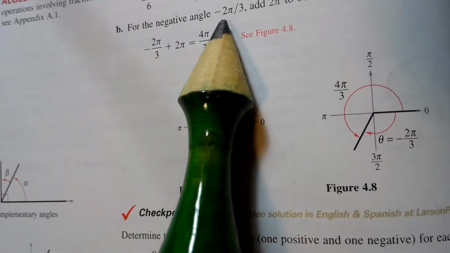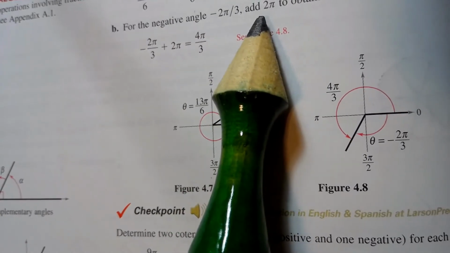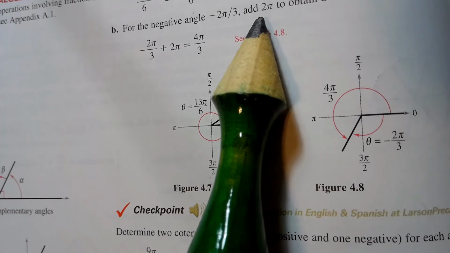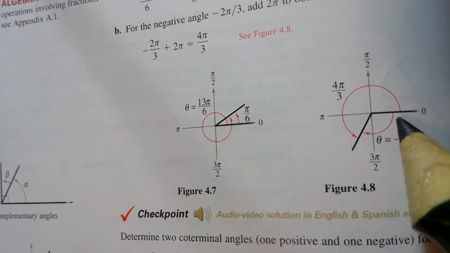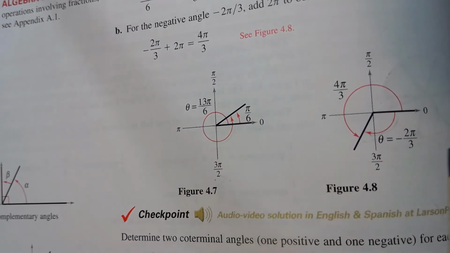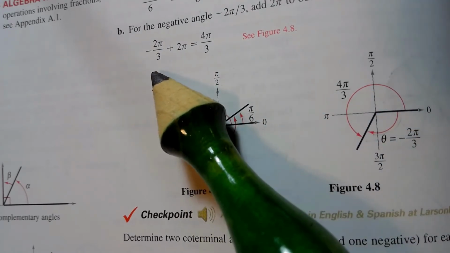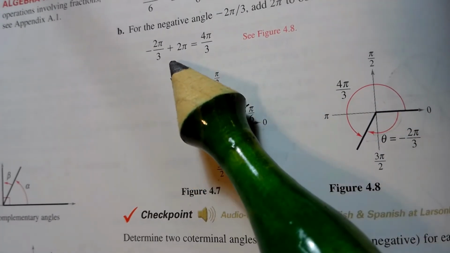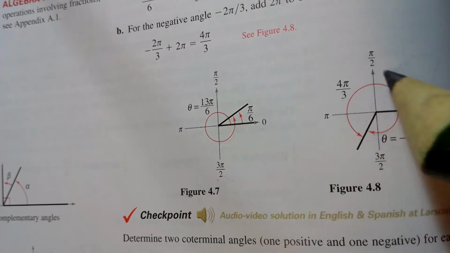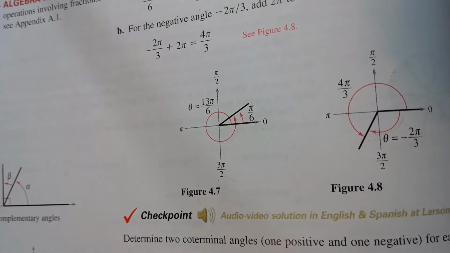The other one, in part B, is for the negative angle, negative 2 pi over 3: add 2 pi to obtain a coterminal angle. So theta here is negative 2 pi over 3, which is the starting point, right? If I add 2 pi to that, in other words go around the circle one more time, I end up at 4 pi over 3. Well, how does that even work? Because some of you, your fractional skills are awful, but they're going to have to get good.